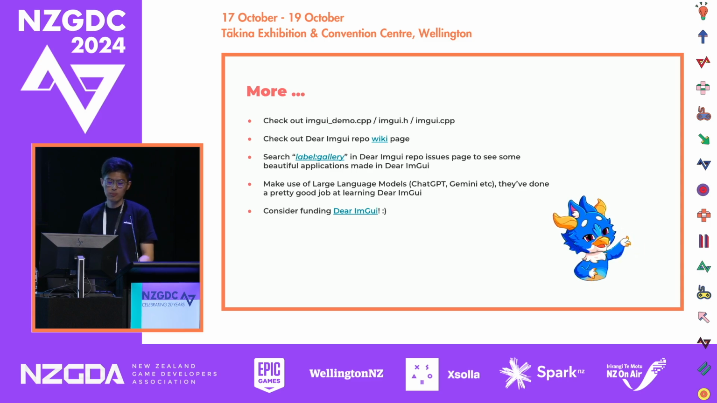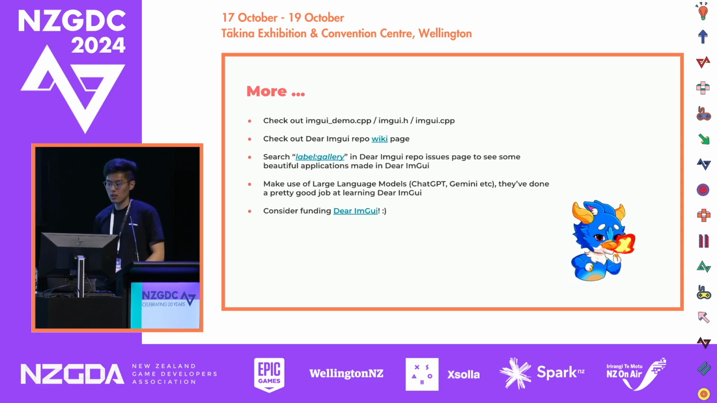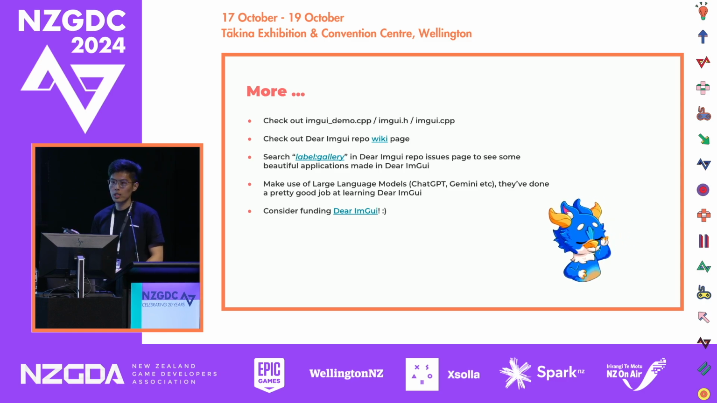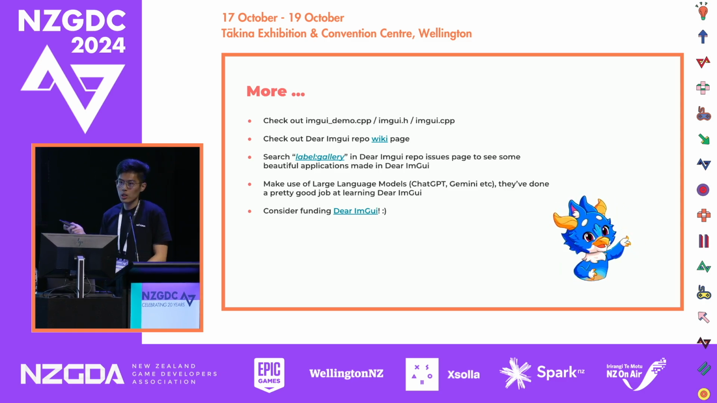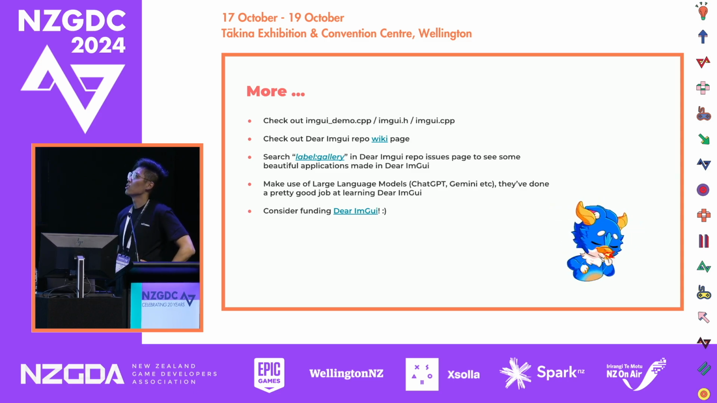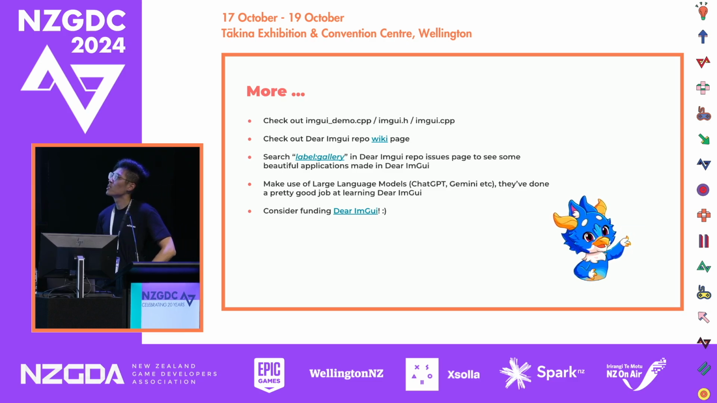And to master the whole Dear ImGui tool, you can just read the code. It's super easy to understand. Check out the wiki page if you don't understand anything. They are building it over time. And there is a tag in the issue page where they constantly ask people to post their work. So they have some pretty good applications made in Dear ImGui. You should check it out. Super beautiful, some of them.